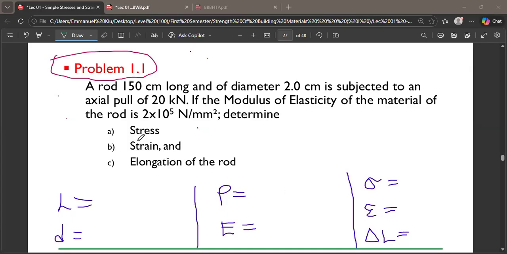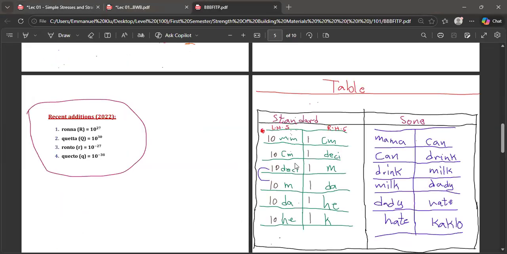Okay. So the question is saying that a rod 150 centimeters long. Because we said that we don't want to do our calculation in centimeters and we want to do them in millimeters, if we want to convert the 150, what do you think is going to be? Okay, let's go back to whatever we learned from the other day. Now we want to convert what? Centimeters to what? Millimeters. Okay, good.